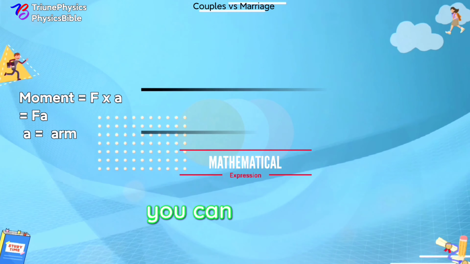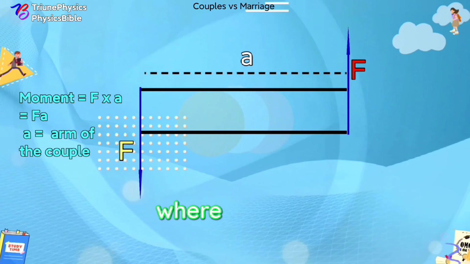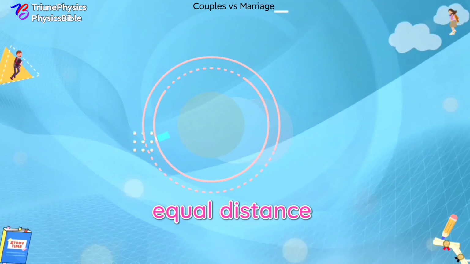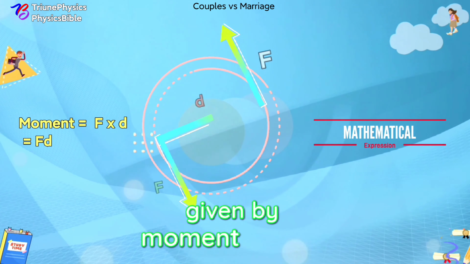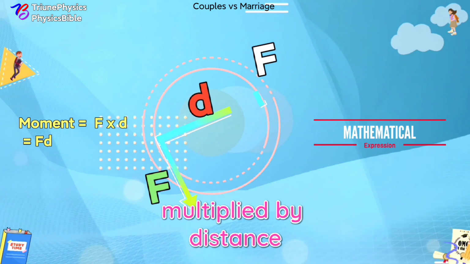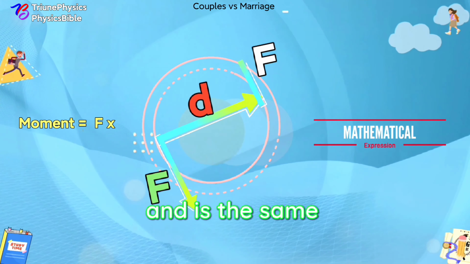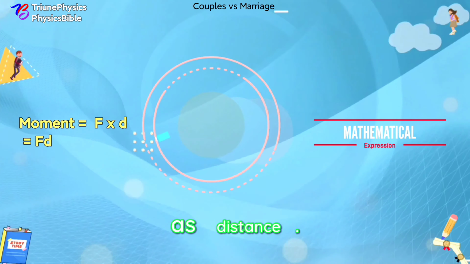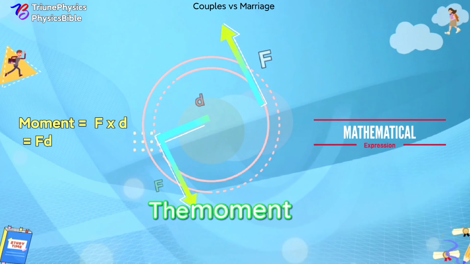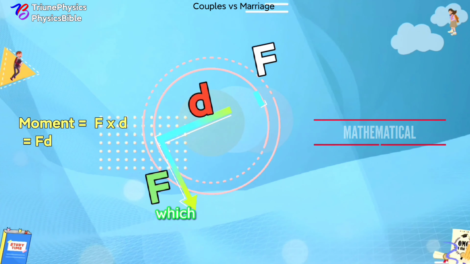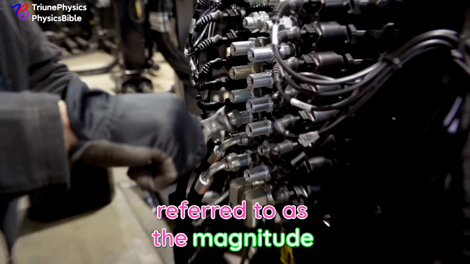From the diagram above, you can see that first, the moment of a couple is given by F multiplied by A, where A is the arm of the couple, which is equal to distance, and F is the force. For the second diagram, the moment is equal to force multiplied by distance, which is equal to F multiplied by D, where D is the diameter of the wheel and is the same thing as the arm of the couple and the same thing as distance. So the distance between the two equal forces is called the arm of the couple. The moment of a couple is also called a torque, which is equal to work, which is equal to energy. The moment of a couple is also referred to as the magnitude of the couple.